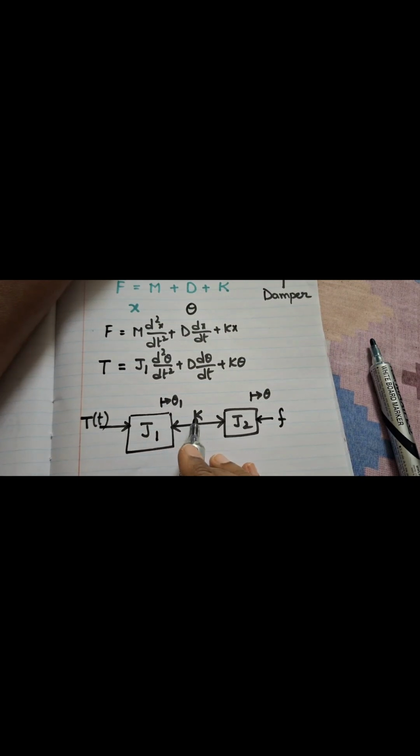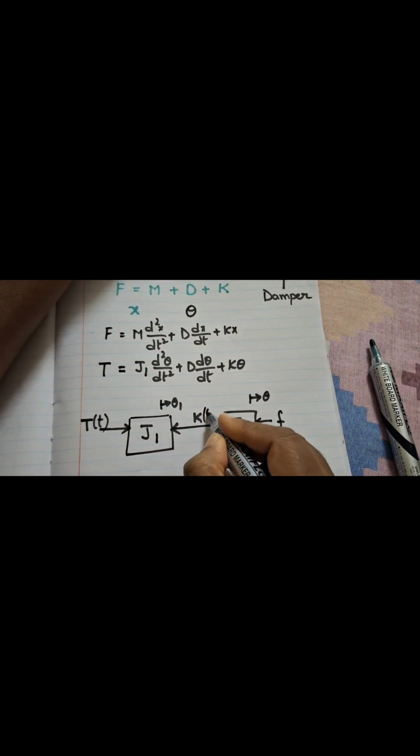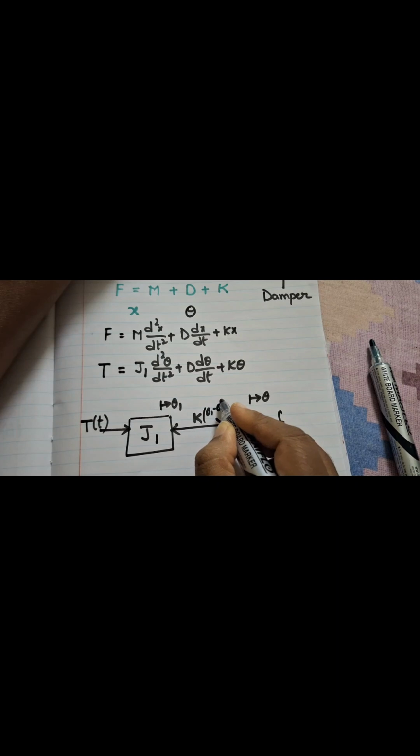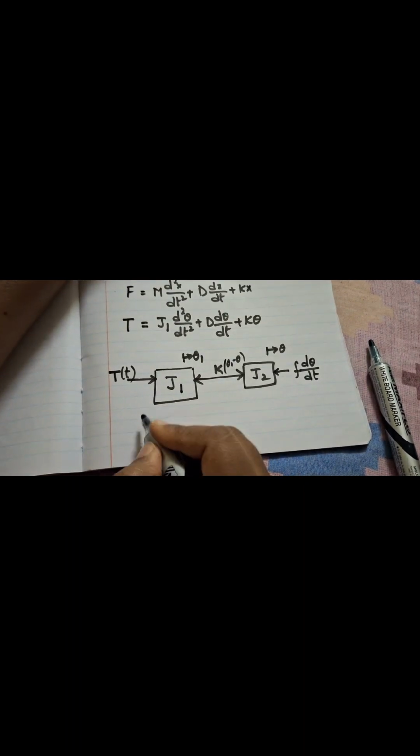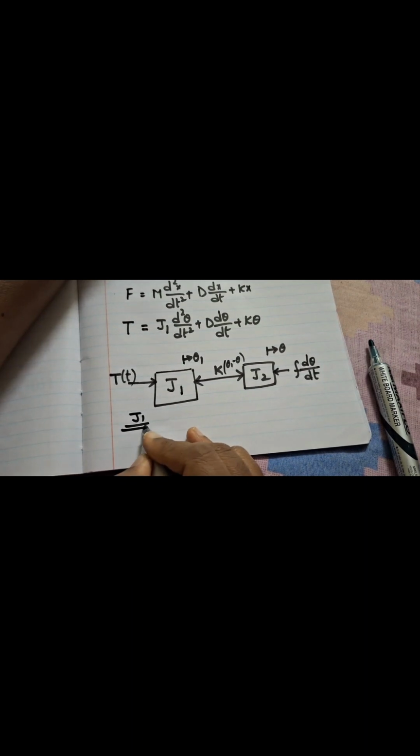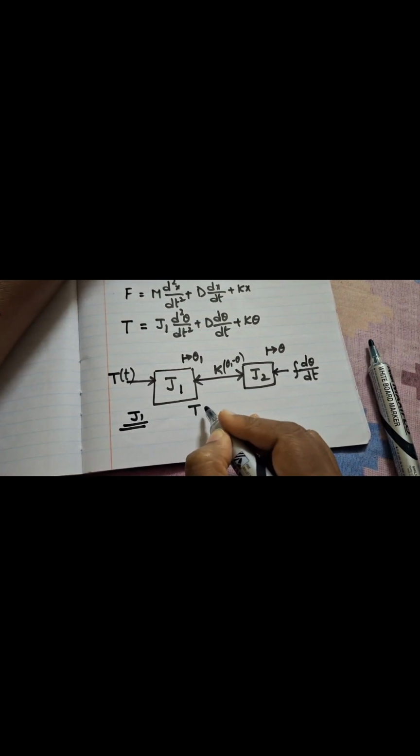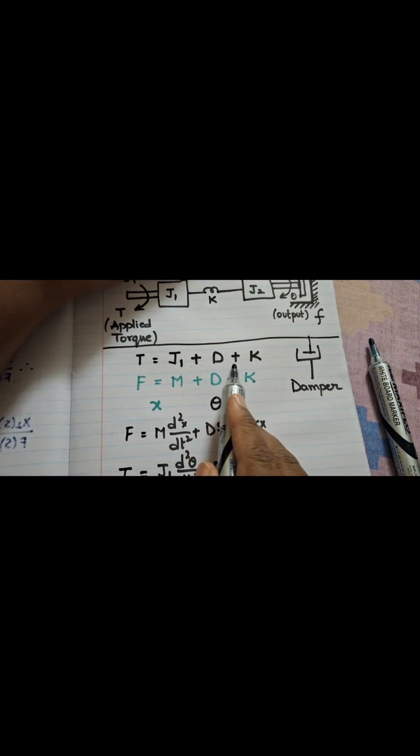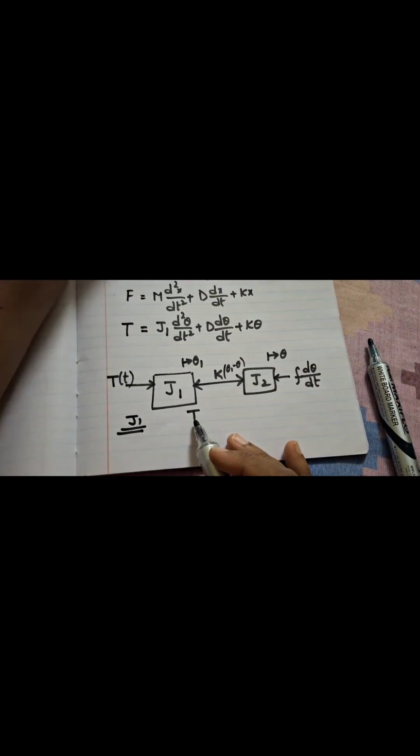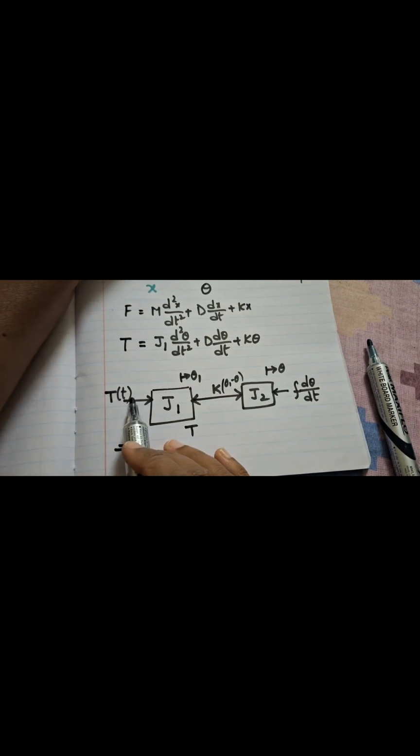So if torque is there, torque will be torque. Theta 1, K is there, means K is written as theta 1 minus theta, because both are in connection. And F means damper, F d theta by dt. So now what will be the equations? The first equation for J1 will be, usually, T is equal to J plus D plus K. So to J1, T is there.